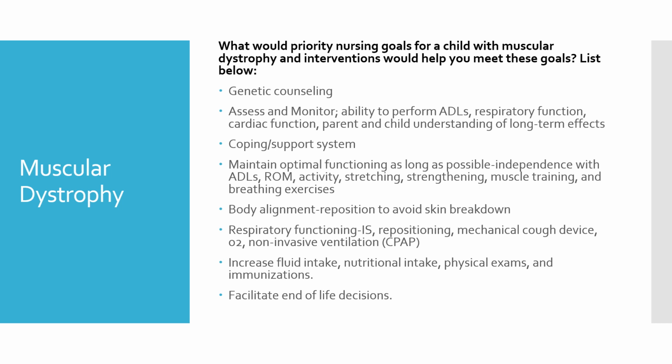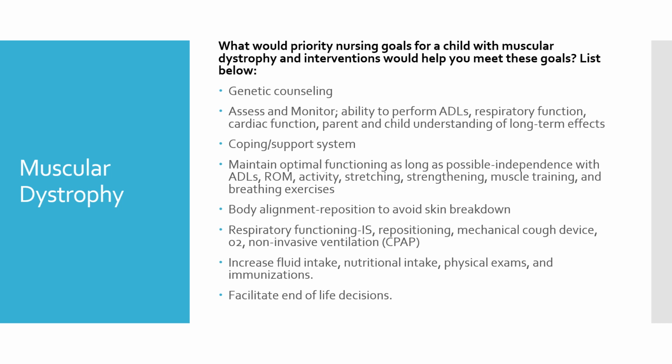Respiratory functioning, so incentive spirometer, repositioning, mechanical cough device, O2, non-invasive ventilation like a CPAP. So they might need some extra pressure to help them breathe, because again, the muscles in their diaphragm are failing, so they cannot breathe on their own. It'll get more difficult. Also, coughing and clearing their secretions will become more difficult. So we'll need that mechanical cough device, which provides a little pressure and helps them cough.